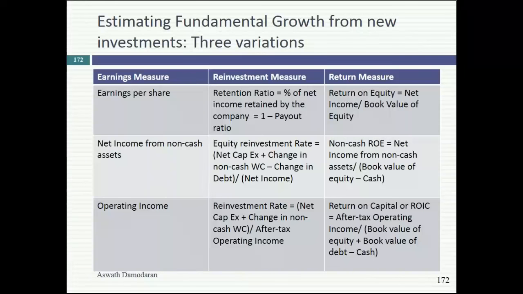If I'm trying to compute growth rate in net income from non-cash assets, basically if you're looking at Apple, I'm looking at everything other than cash, my measure of how much you reinvest is going to be much more specific. I'm not going to assume that whatever you don't pay out as dividends gets reinvested, because we know that's not true. How do we know that's not true? Take a look at Apple. It has all that cash building up, that must mean they retain money that doesn't go into projects.